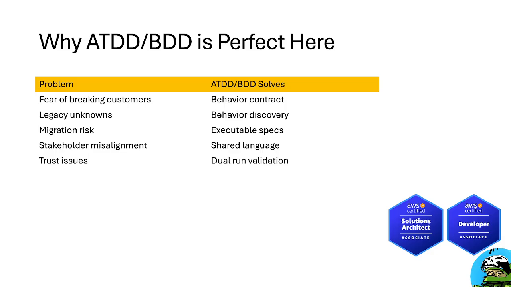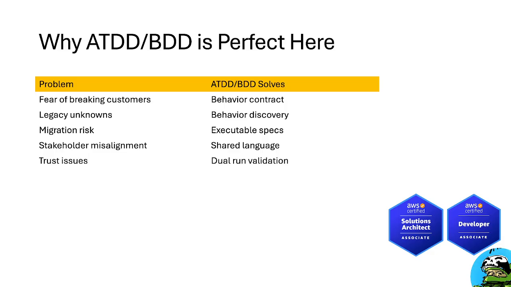So legacy unknowns: behavior discovery. On your legacy unknowns, the behavior discovery map will take care of those. That is also by the ATDD and BDD practices. Migration risk: executable specs. Yeah, the executable specs, I'm not sure. I think these are the steps. I'm not sure yet what that is.